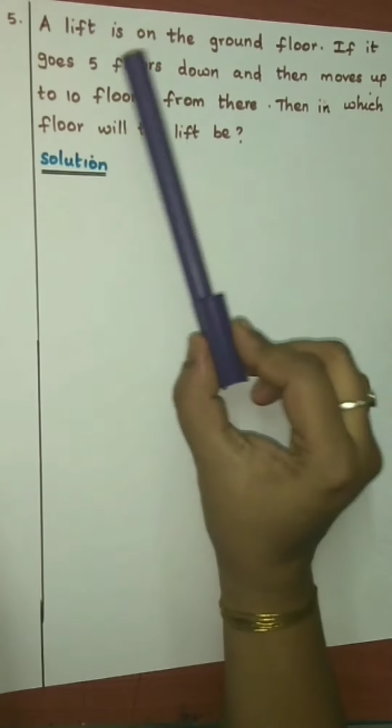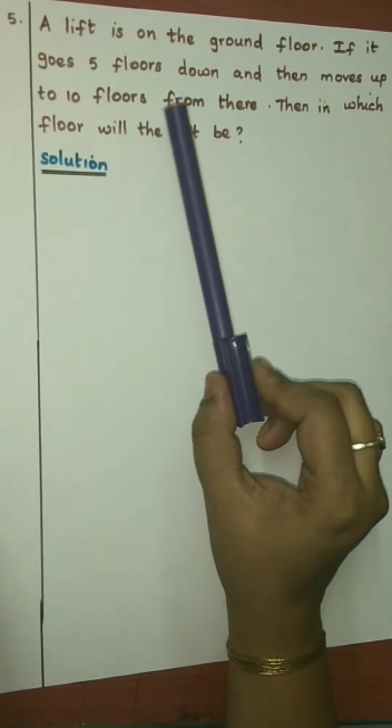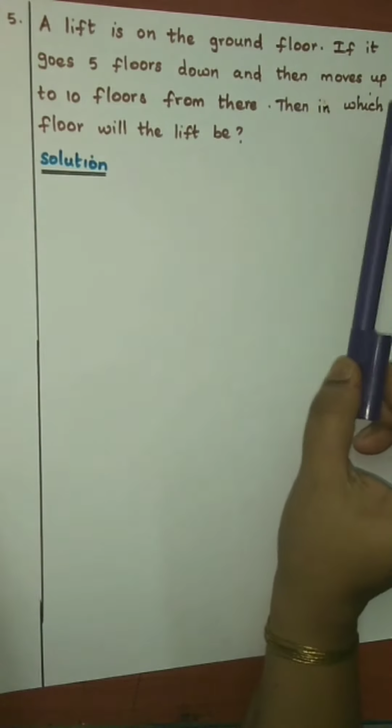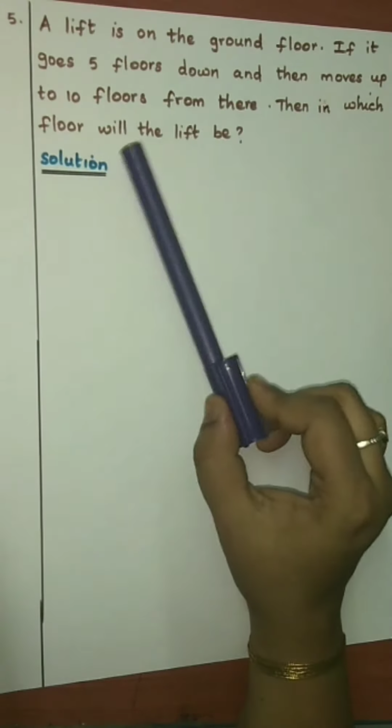Fifth problem. A lift is on the ground floor. If it goes 5 floors down and then moves up 10 floors from there, then on which floor will the lift be?